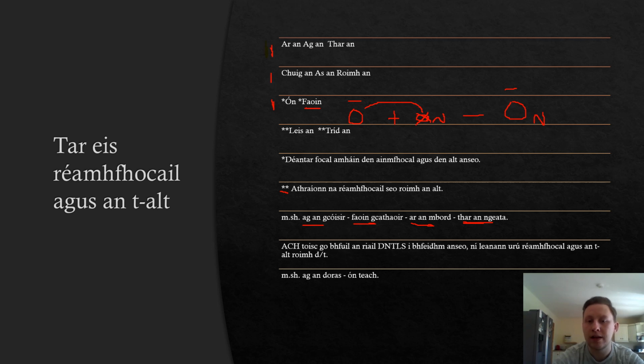But if the dentals are still in play, the D, N, T, L, S, then we need to make sure that we're not adding any Urú or Séimhiú, the word does not change. So we have the N and the D coming together, the N and the T coming together. Therefore we're not adding any Urús to those words, they are staying the same.